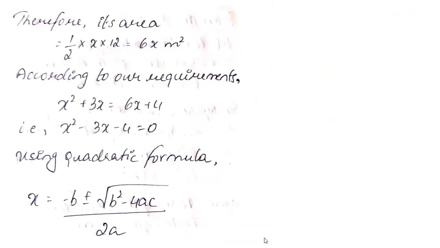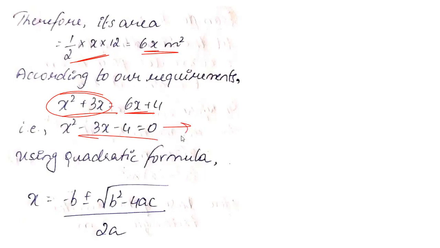Therefore, the total area is half into base into height, 6 meters square. According to our requirement, this area is equal to the sum of them. So you get a quadratic equation. This is the required equation.